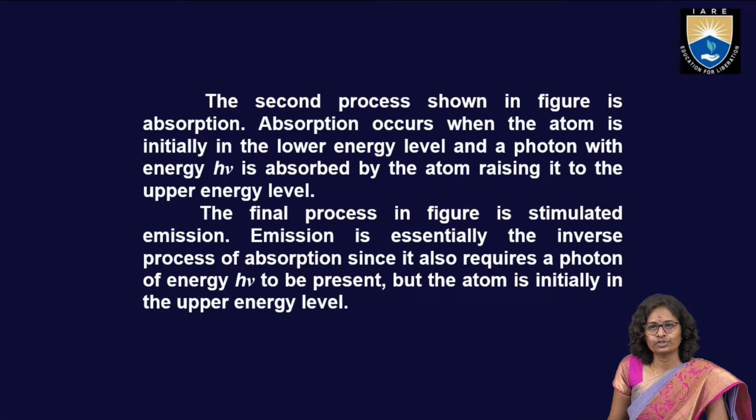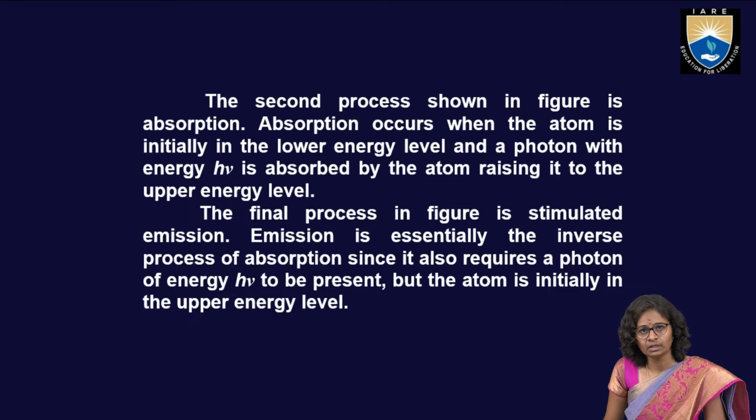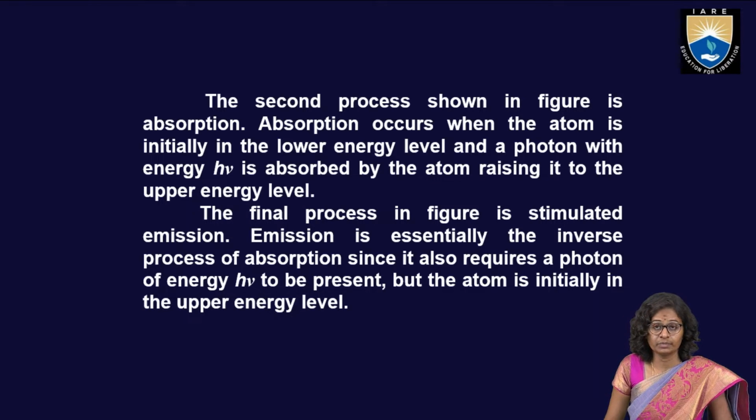The second process shown in the figure is absorption. Absorption occurs when the atom is initially in the lower energy level and a photon with energy h nu is absorbed by the atom, raising it to the upper energy level. The final process in the figure is stimulated emission. Emission is essentially the inverse process of absorption since it also requires a photon of energy h nu to be present, but the atom is initially in the upper energy level.